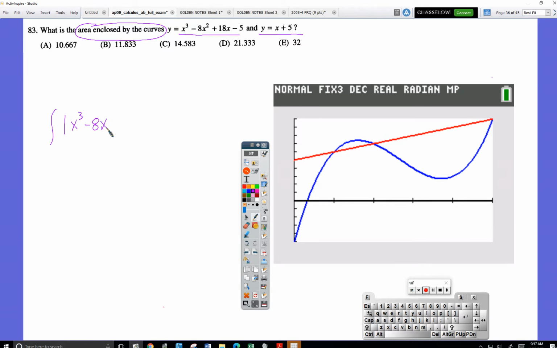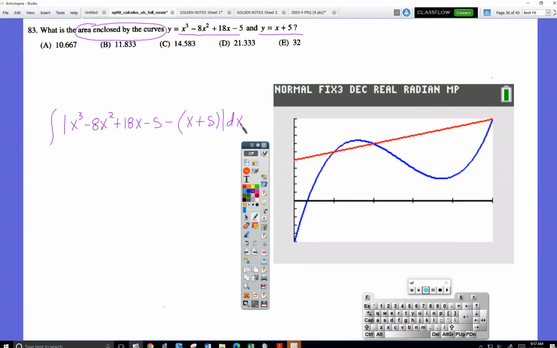I only use this on the calculator portion of the test because I can't handle absolute value if I don't have a calculator. Make sure that after that minus you put a parenthesis because you've got two terms, x plus 5. Like that. Okay, I need to find the limits still, but that will give me the area between the two curves.